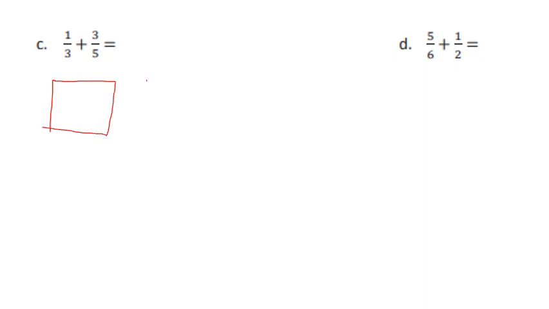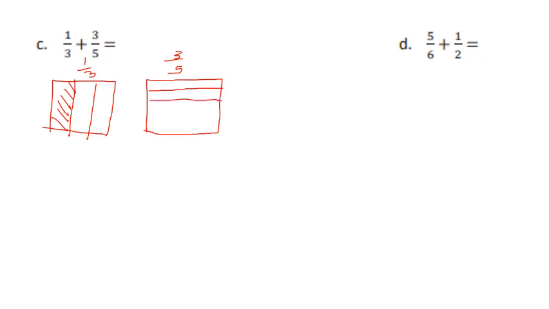Okay, so let's go ahead and draw models again. This time we have 1/3 and 3/5. So here's 1/3, 3/5. So I'm going to split this one into thirds and shading in 1/3. And this one here I'm putting into fifths. There's 1, 2, 3, 4, 5. And we're shading 3/5. There's 1/5, 2/5, 3/5.